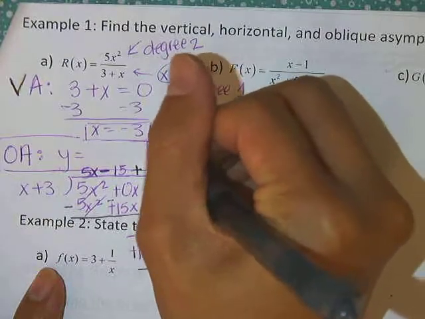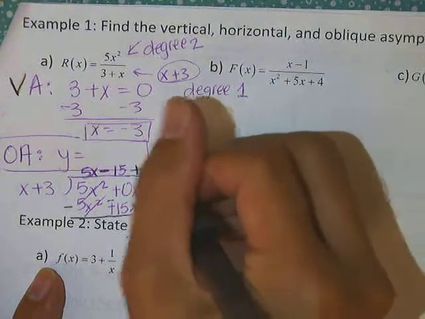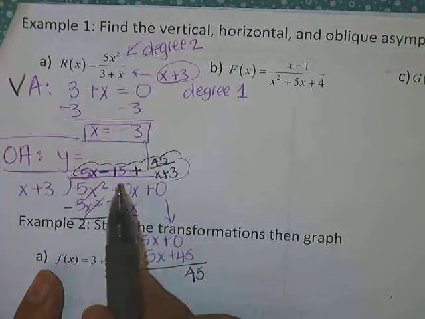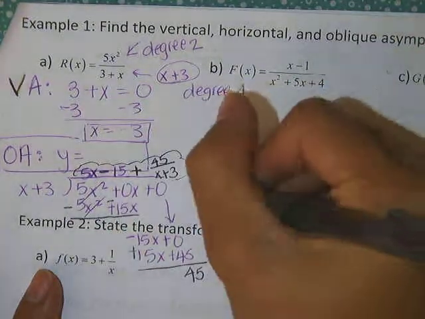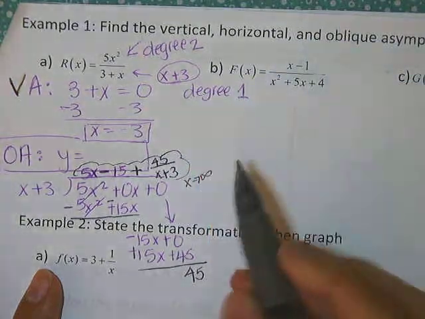But what do we do with the remainder? We normally put it behind here, okay? So we're going to go, hey, that's a positive 45. So we'll write positive 45 over x plus 3, okay? So technically, this is our answer, the quotient.